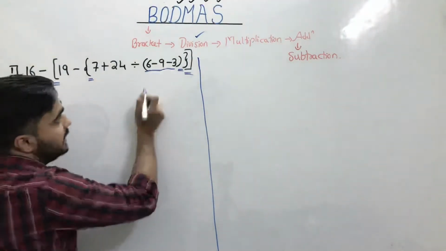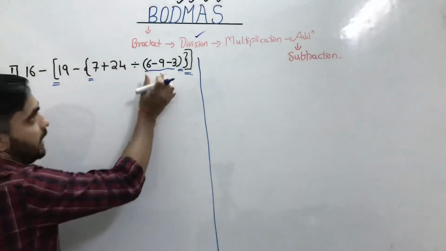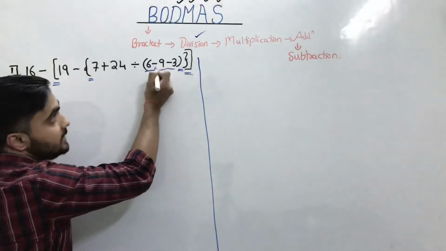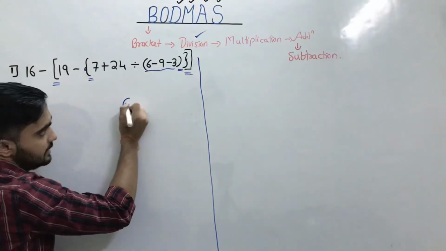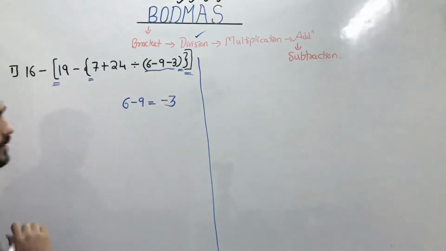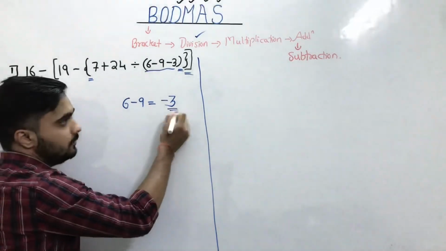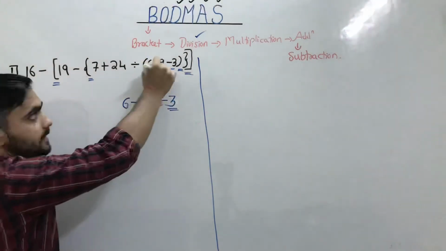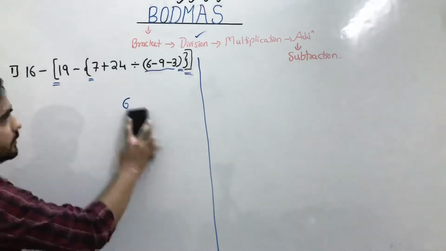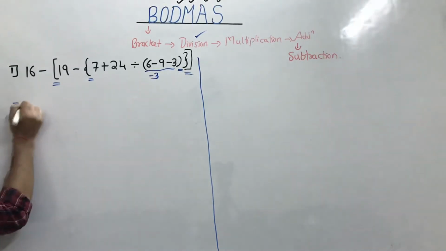Now inside the bracket I can see 6 minus 9 minus 3. So you can solve anything. Either you can solve 6 minus 9 or minus 9 minus 3. So this minus is for this 9. So 6 minus 9 is nothing but minus 3, because we are subtracting a bigger number from a smaller number, hence the sign of the bigger number. So in place of 6 minus 9, I will write minus 3. So here I have minus 3.